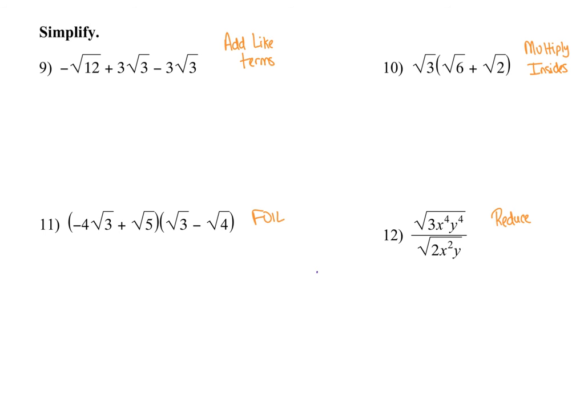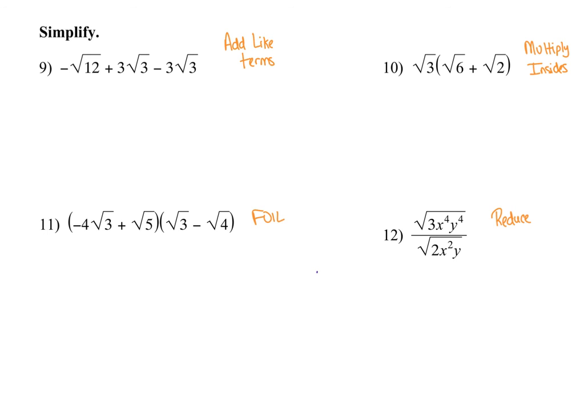We did addition, multiplication, and division with radicals. For addition, you can only add like terms. Think of it like variables. For multiplication, whether it is distribution or foiling, you multiply your outside numbers, you multiply your inside numbers, but you never multiply outside to inside.